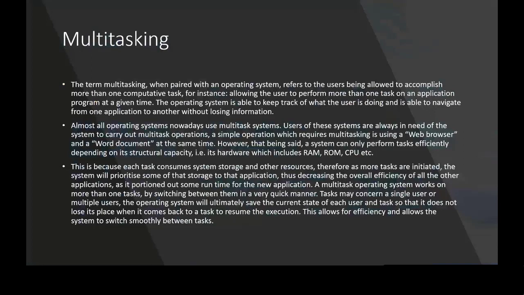Multitasking. The term multitasking, when paired with an operating system, refers to the users being allowed to accomplish more than one computing task. For instance, allowing the user to perform more than one task on an application program at a given time. The operating system is able to keep track of what the user is doing and is able to navigate from one application to another without losing information. Almost all operating systems nowadays use multitask systems. Users of these systems are always in need of a system to carry out multitasking operations. A simple operation which requires multitasking is using a web browser and a Word document at the same time.